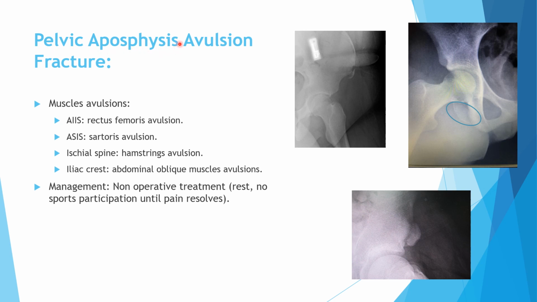There are many pelvic apophyses that can get an avulsion fracture. The anterior inferior iliac spine, when it happens due to rectus femoris muscle avulsion, as you can see here. So this is the anterior inferior iliac spine, and it has avulsion fracture by pull from rectus femoris. Anterior superior iliac spine, it happens by sartorius avulsion. Ischial tuberosity avulsion, as you can see here, by hamstring. Sometimes the iliac crest can have an avulsion fracture, and it happens due to pull of the abdominal muscle. The management of all these fractures is non-operative, symptomatic, meaning rest and no sport participation till the pain resolves.